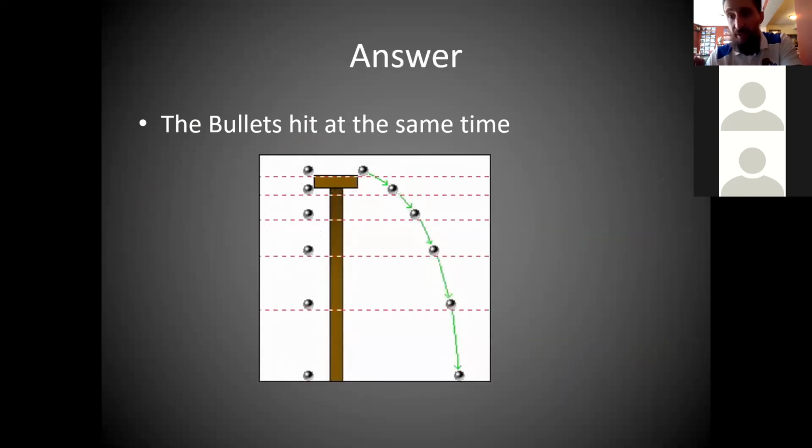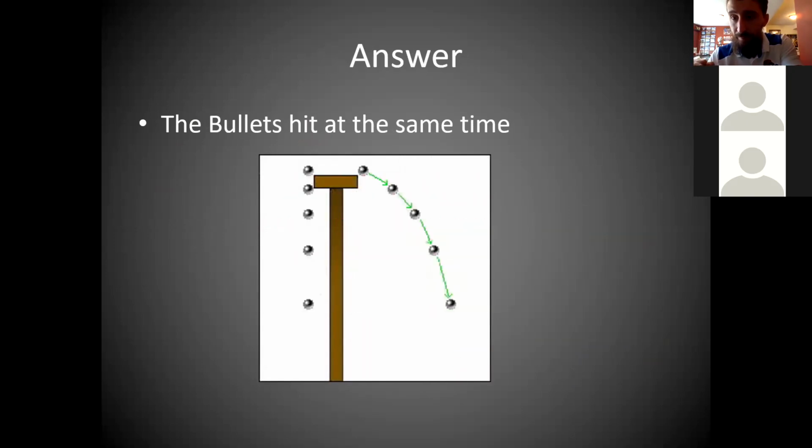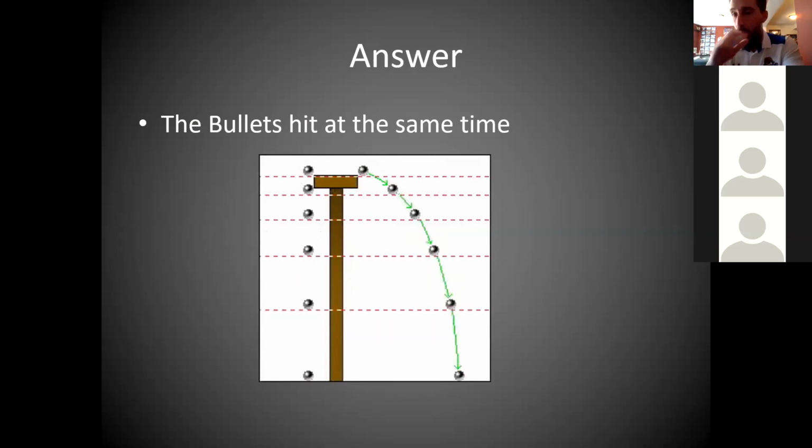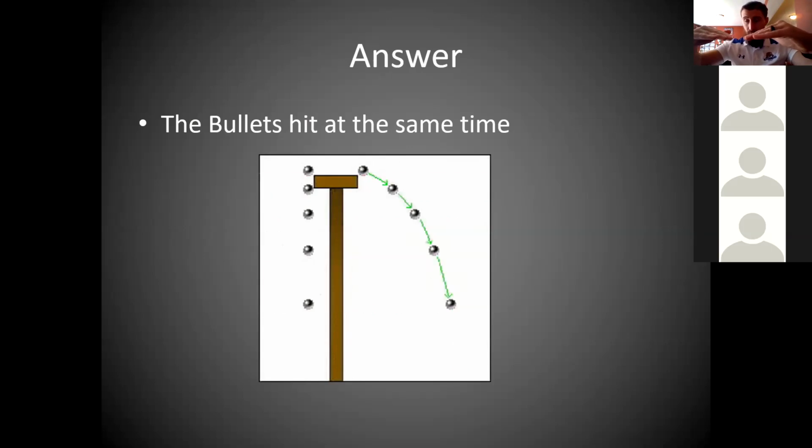After the gun is fired, what is the only thing acting on the bullets? Gravity. Gravity is the only thing acting on those bullets. And the key to the problem was that the gun was pointed directly horizontal. So it's directly horizontal. Okay?